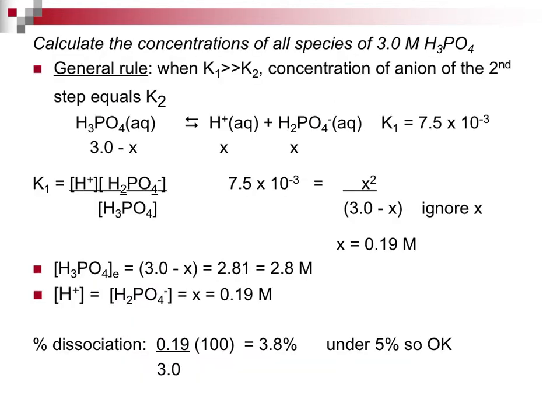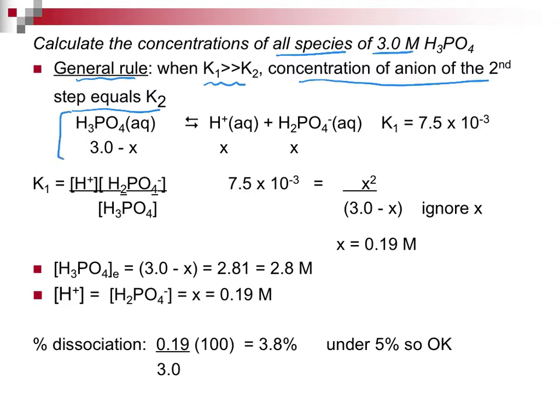Here are the three Kas. Now, I may ask about polyprotics, but let's just do equations. What if we were asked, say, to calculate all the species present in 3 molar phosphoric acid? So what we would do is there is a general rule. When K1 is much, much greater than K2, the concentration of the anion of the second step equals K2. Let me show you what that means.